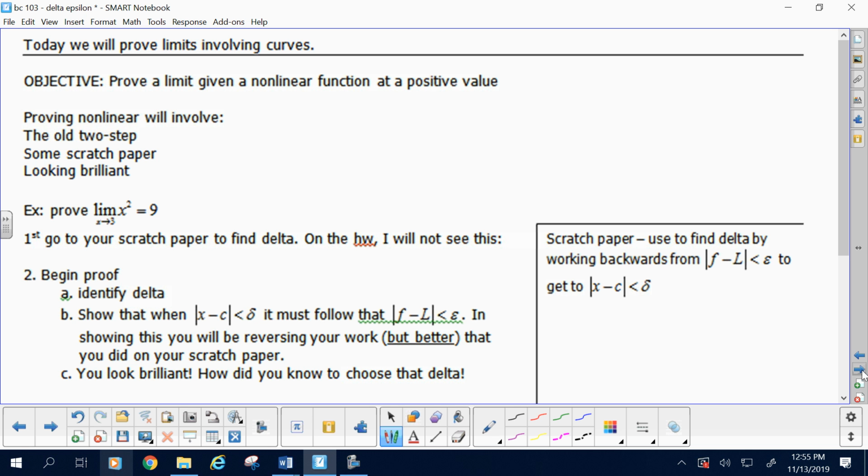Okay? That'll be what you're doing here. You're going to give me the final product, and you'll have to do some scratch work off to the side. But the good news is, when you just read your proof and don't see the scratch work, you're going to look like, epsilon over 7, that's brilliant. Why did I? You're going to look brilliant. It's so cool. All right, so here's the process. This is what we're trying to prove. You follow? We must find delta first. And that's where the scratch work comes in.